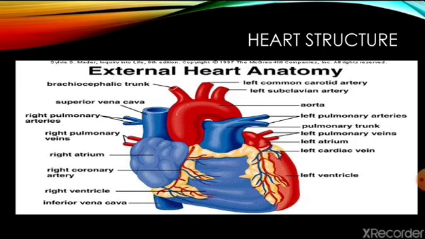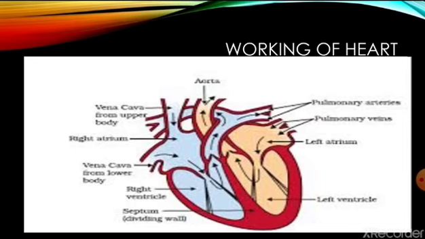Now, let us move on to the internal structure and the working of the heart. As the picture shows, internally, the left side and the right side are again divided into two halves by the septae, and they form into the upper chambers and the lower chambers. The upper chambers are referred as atria or auricles, whereas the lower chambers are referred as ventricles.